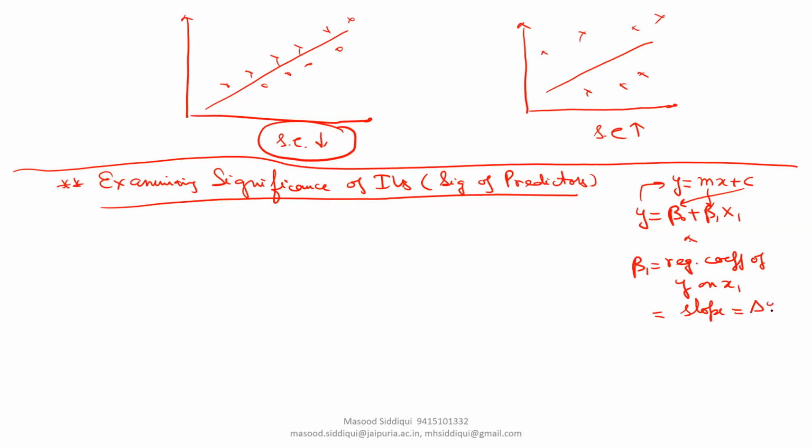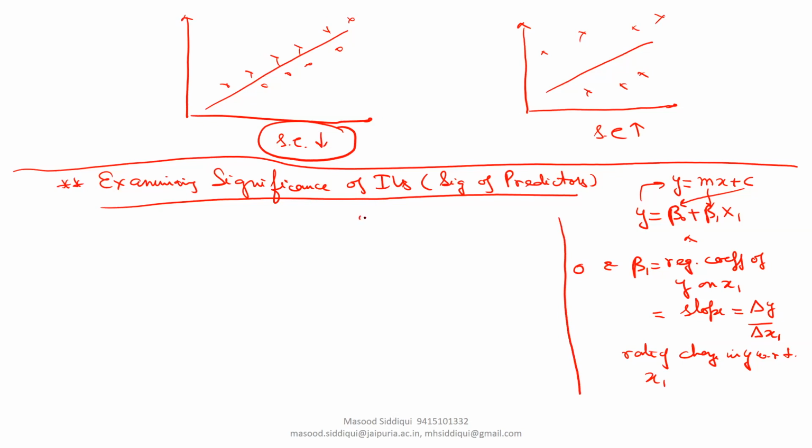Slope is actually delta y over delta x1, which means it gives the rate of change in y with respect to x1. If we make a unit change in x1, the change in y is measured by beta 1, the regression coefficient. If beta 1 is 0, then delta y would be 0, meaning on changing x1 there won't be any change in y. In that case, we can say that our regression model is insignificant. This is the case for bivariate regression.